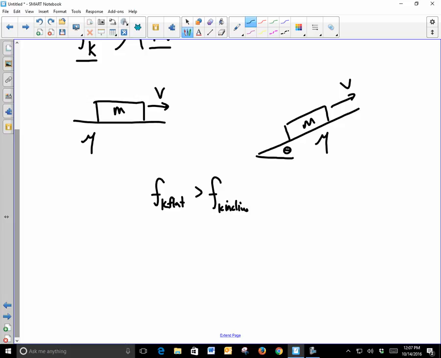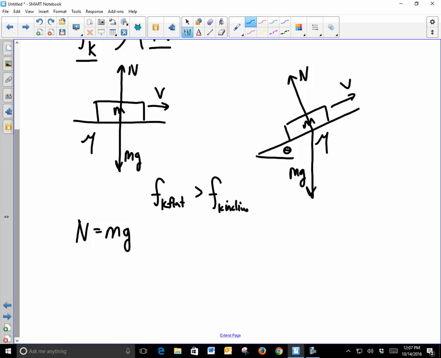So what is the normal force on this flat surface? Right, the normal force on the flat surface is equal to mg. The forces up have to equal the forces down in order for it to be in balance, to be in equilibrium, where it's not accelerating. What is the normal force on the incline? N is less than mg.